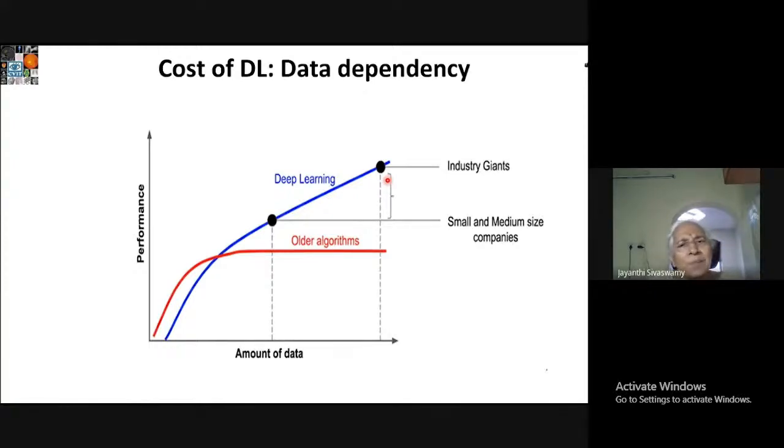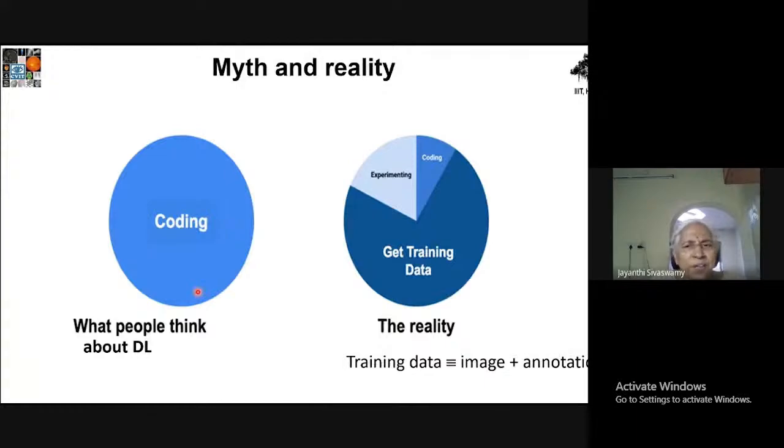Now, the second aspect about deep learning is that there is a myth. People think deep learning means lots of coding. But based on the previous slide, you should understand that deep learning depends on data so much. The training data means I need image plus annotation. So in the entire project that you do, most of it goes in getting training data. If you are a startup company and you think, I'll hire a whole lot of engineers, make them do lots of coding and I will get a CAD system, you're wrong.